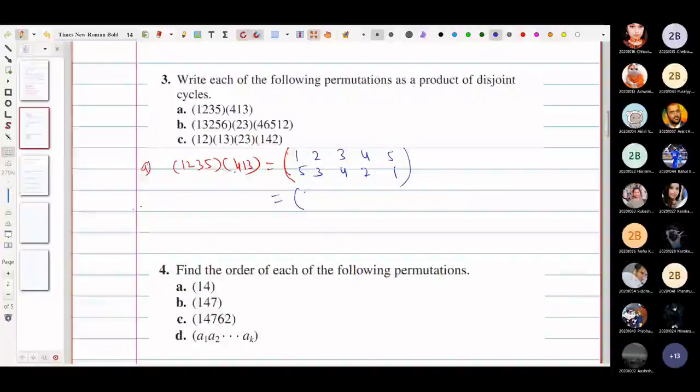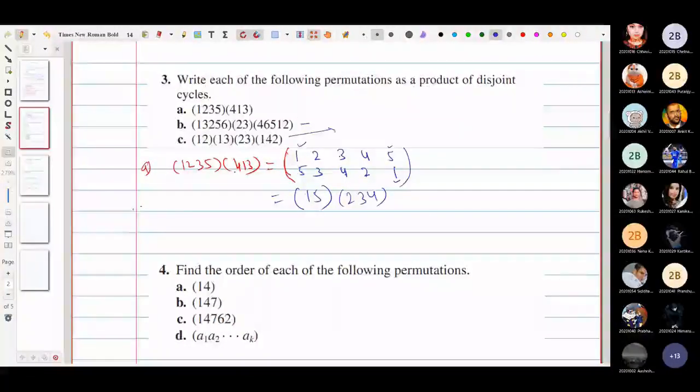So 1 goes to 5, 5 goes to 1. Okay. So (1 5) is the first cycle, and then you can write 2 goes to 3, 3 goes to 4, 4 goes to 2. So (2 3 4). So this is the product of disjoint cycles. Similarly, you can multiply these 3 components, and then you can write it down.